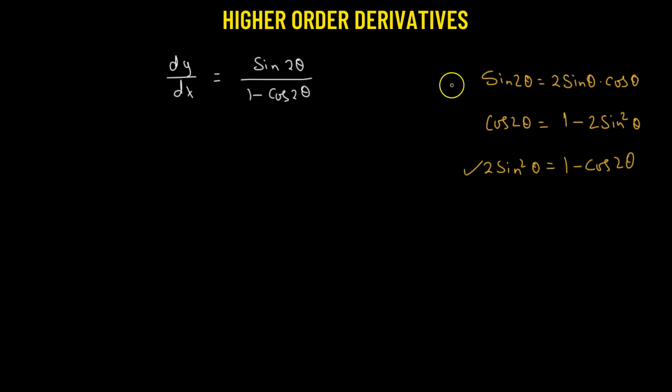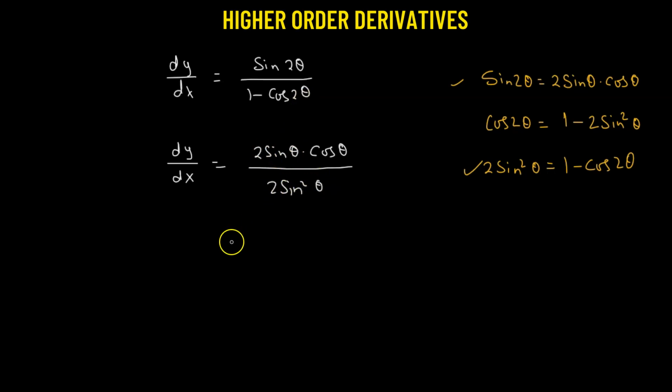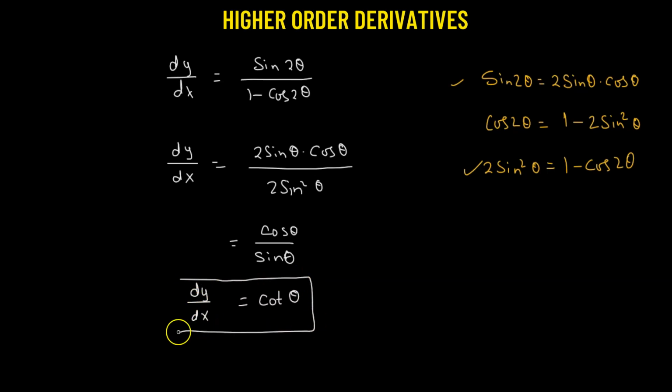So we will use these two values to rewrite dy over dx. So dy over dx will be equal to, in place of sine 2 theta, we have 2 times sine theta times cosine theta, divided by 1 minus cosine 2 theta, which becomes 2 times sine squared theta. Here this will reduce to cosine theta divided by sine theta, and this ratio is simply the cotangent of theta. So we have obtained that dy over dx equals cotangent theta.